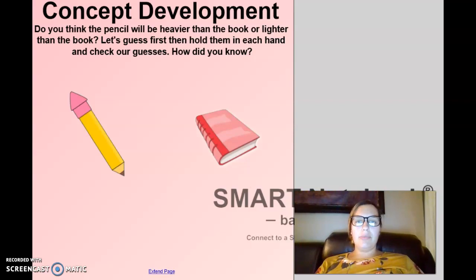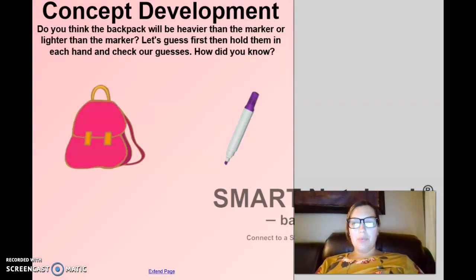And I want you to tell me if you think the pencil is heavier than the book by putting your hands on your head, or if you think it's lighter than the book by putting your hands on your nose. The pencil is lighter than the book. The book is going to be heavier than the pencil.